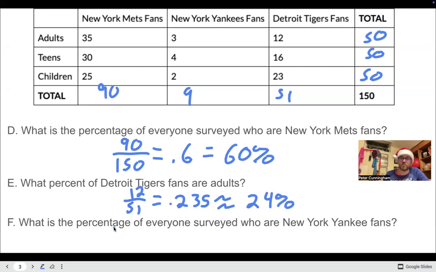What is the percentage of everyone surveyed who are Yankee fans? We only have 9 out of that 150. Okay, so 0.06, that is 60. I just said earlier that's not 60. That is 6%. What I meant to say, know the difference between that and 60%, because Mets fans was 60%. You can see there's much fewer. This is the difference between 60% and 6%. All right, hopefully my mistake didn't screw you up.